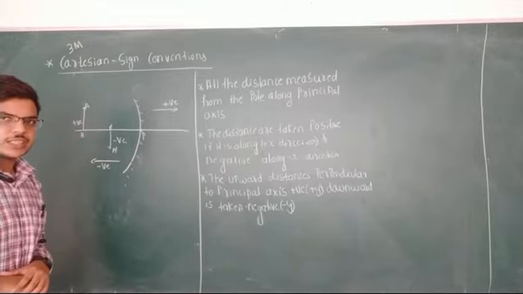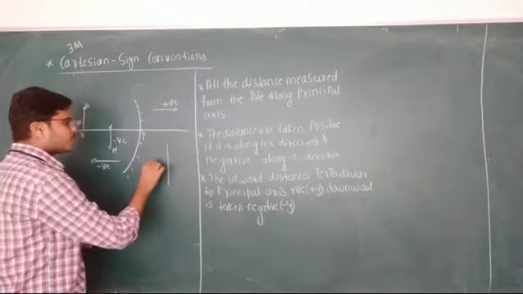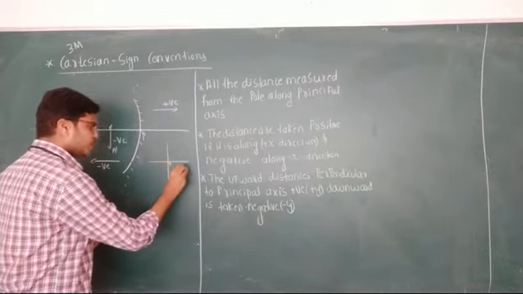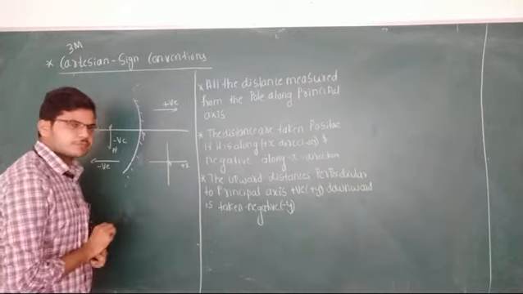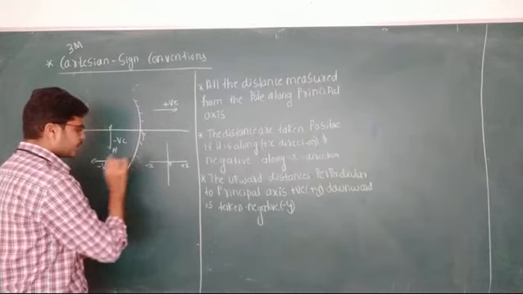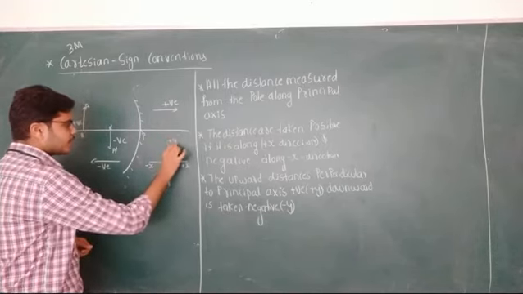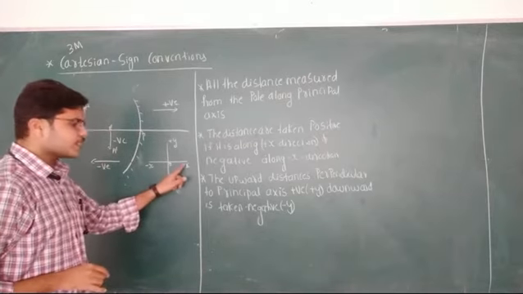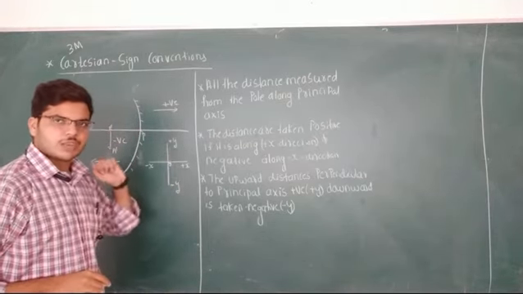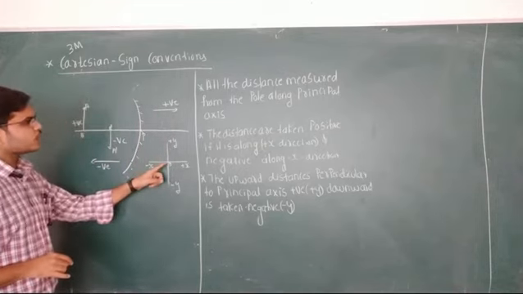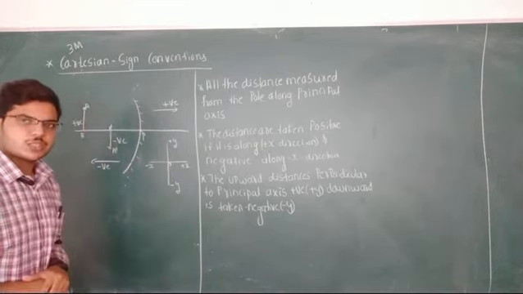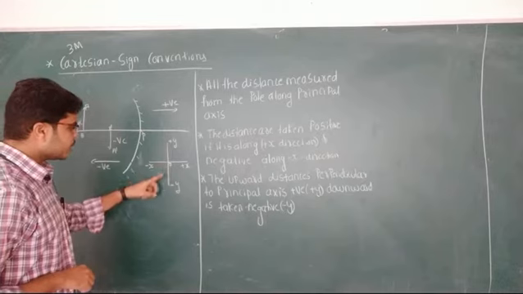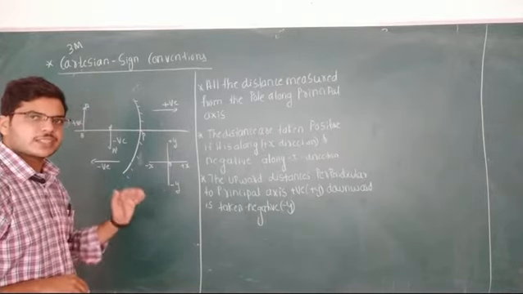Before going to the Cartesian sign convention, assume a normal graph. Imagine that this is the normal graph. This is the origin. This is the plus x-axis, this is the minus x-axis, this is the plus y-axis, this is the minus y-axis. Along the plus x-axis, you get positive values. Along the plus y-axis, you get positive values. If you go along the minus x-axis, you get negative values. If you go downward, along the minus y-axis, again you get negative values.